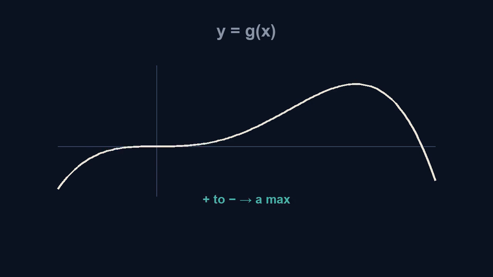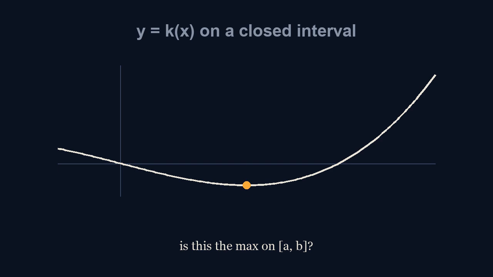A flat gradient alone proves nothing. Positive to negative, that's a maximum. Negative to positive, that's a minimum. Same sign on both sides, and it wasn't a turning point at all, it just took a breath.